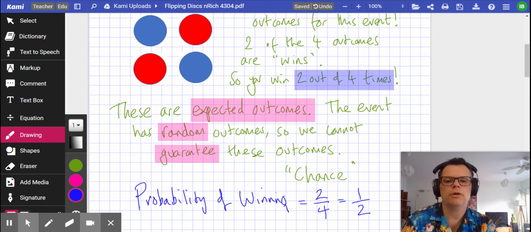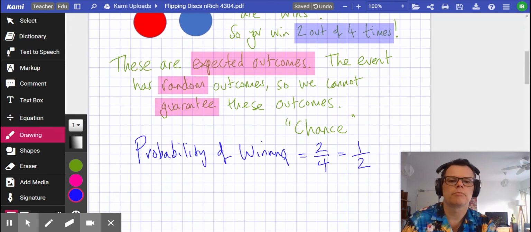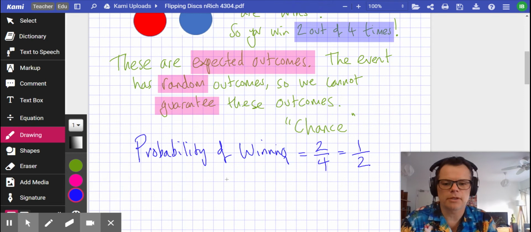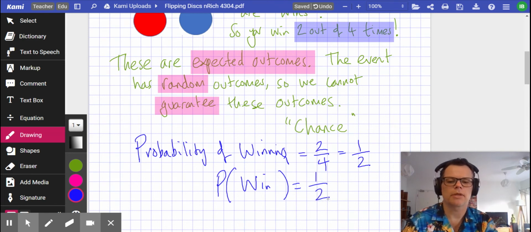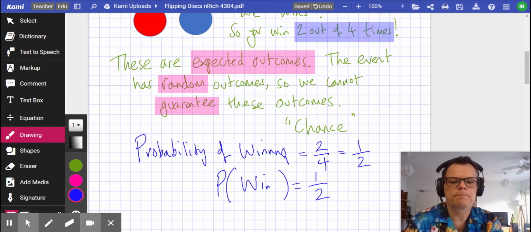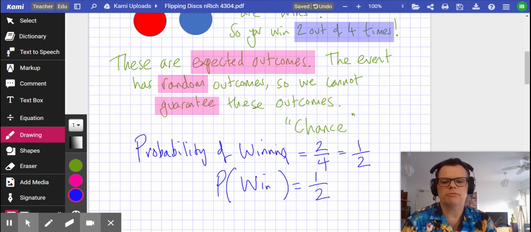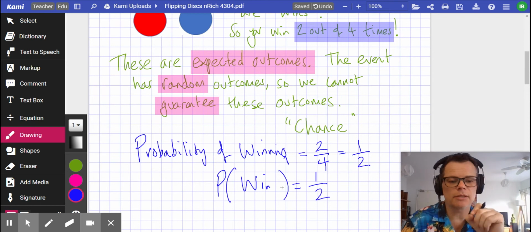And if you want to be really, really pro with your maths, you could write something like this. Big capital P, and the whole world of maths knows that that means probability when you put a bracket like that, big capital P in a bracket, and an event outcome inside. We know what that means in maths. We know that means a probability of a win equals a half. And so you can save yourself a bit of time. Rather than writing probability of winning, you can write big capital P, open bracket, win.